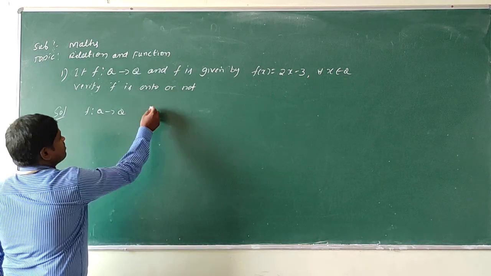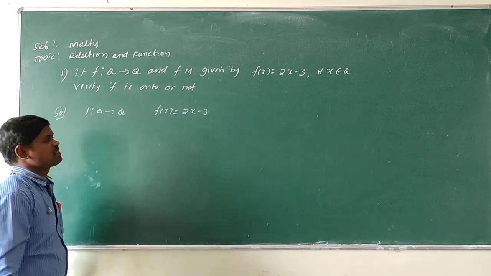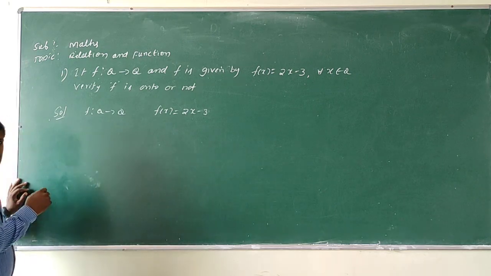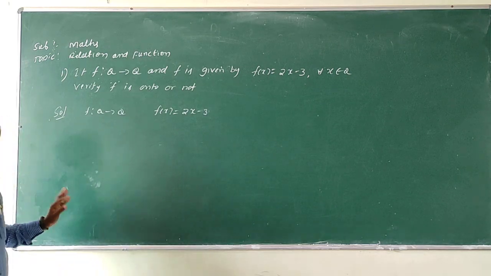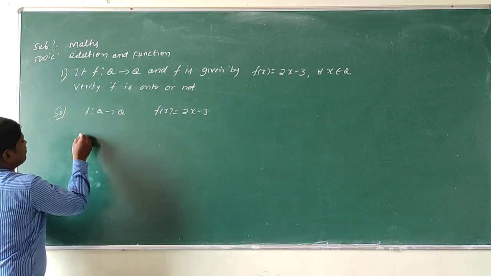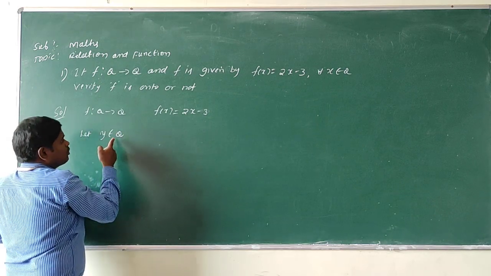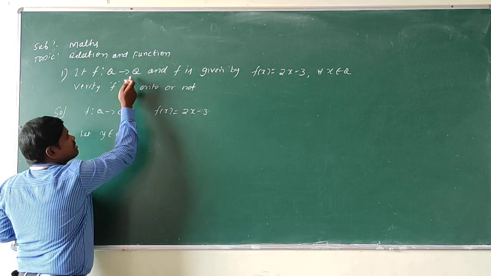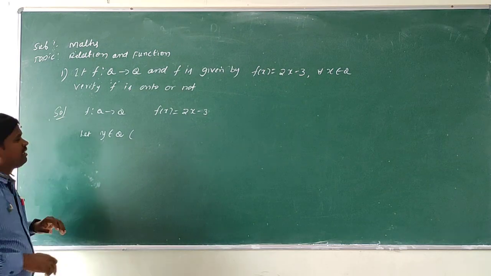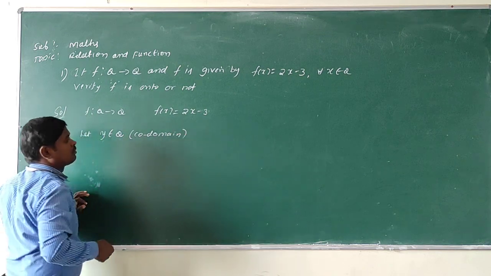Okay. So f of x is what? f of x is equal to 2x minus 3. Is it clear? Step 1. What is the first step? So we are just taking an arbitrary element which belongs to Q, that means in the codomain. Like y belongs to Q. This is also Q, this is also Q, but we are taking the element y, an arbitrary element in the codomain.